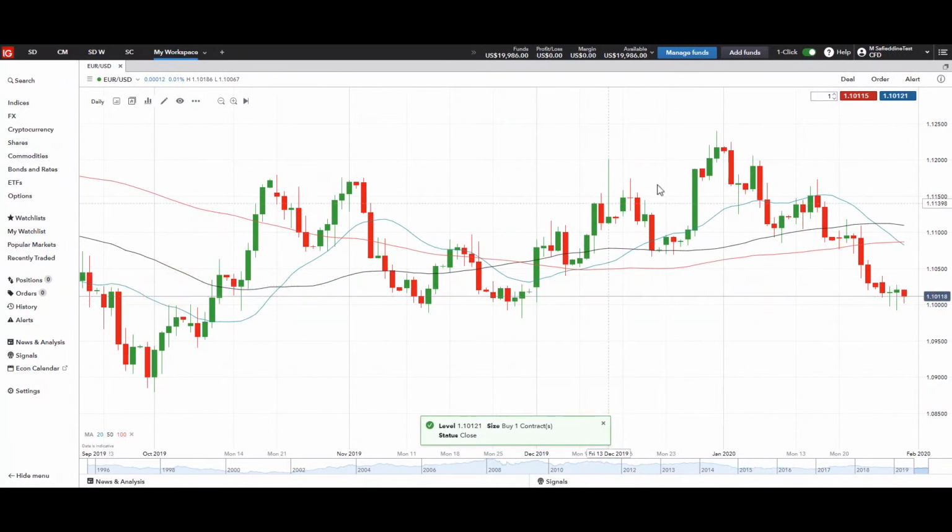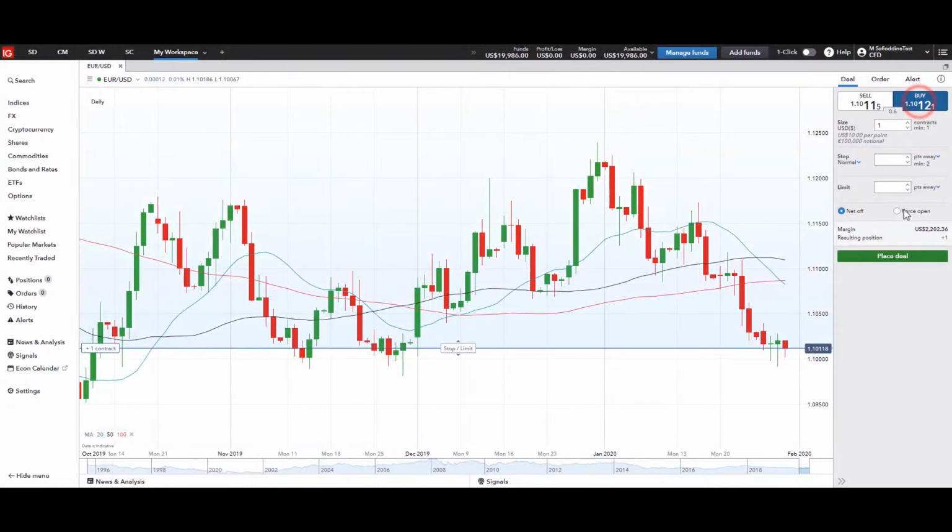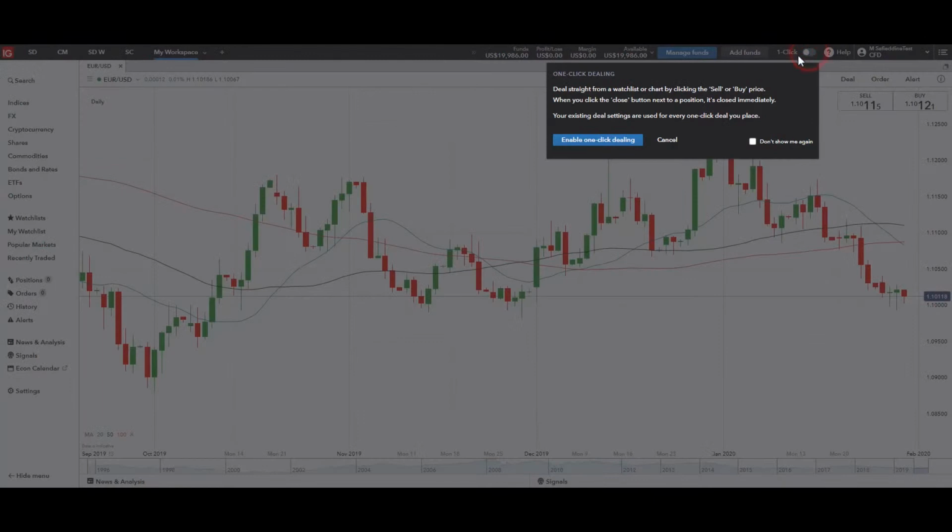Let's go ahead and close those positions, and now we're going to look at one click. So what exactly is one click? Well, you can see now that when I want to buy or sell, I have to go to the deal and initiate the buy and the sell. But let's go ahead and click on one click. It'll explain there, and you can deal directly from the chart. And we'll do an example in just a second.